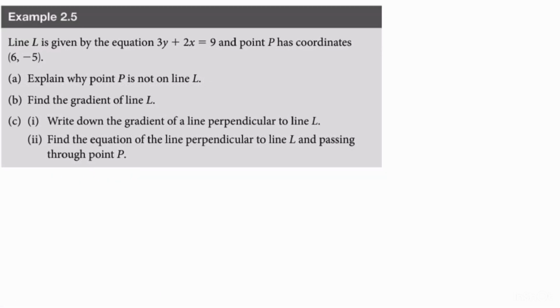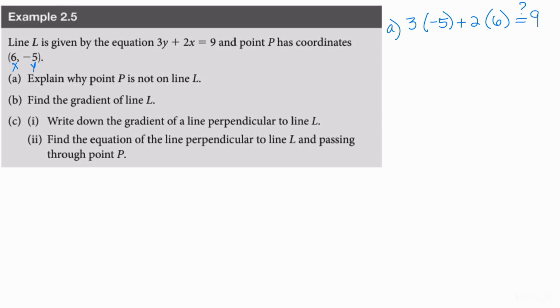In this question, line L is given by the equation 3y plus 2x equals 9, and point P has coordinates 6, negative 5. Explain why point P is not on line L. How can I tell if a point is or is not on the line? Well, we're going to use substitution. So here, remember, for my point 6, negative 5, x is 6, y is negative 5. So let's go ahead and substitute. So for part A, I'm going to say 3 times y, which is negative 5, plus 2 times 6, and I'm trying to check if that in fact does give me 9.